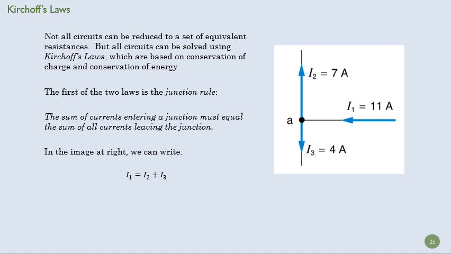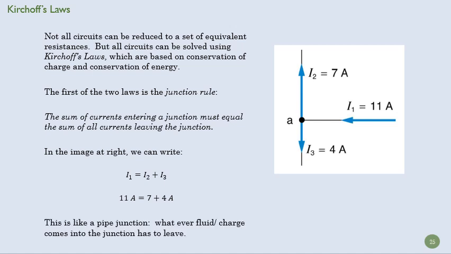So we want to turn this into an equation. What we're going to do is end up coming up with, for a complicated circuit, 2 or 3 or 4 equations, and then solving them for 2 or 3 or 4 variables. So we come up with an equation here. Basically, it says I1 is equal to I2 plus I3. In this case, 11 is equal to 7 plus 4. And like I said, this is just like a pipe junction. So that's one of the two Kirchhoff's rules.